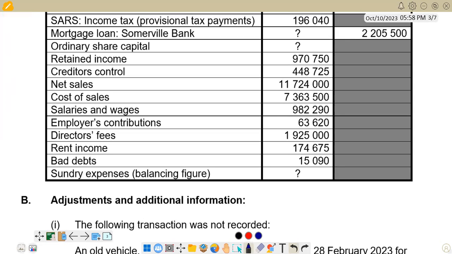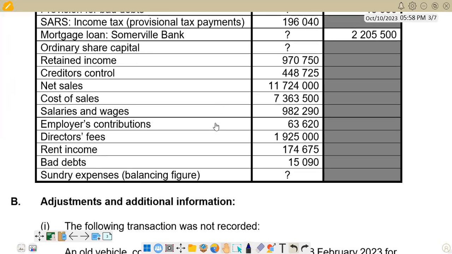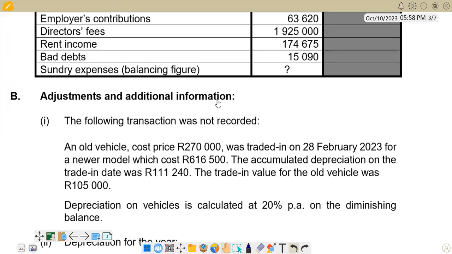This is the information that we have in the question. We want to see what happened on the trade-in of the non-current asset. On part one, we have the information saying the following transaction was not recorded: the vehicle cost price 270,000 was traded in on 28 February 2023 for a newer model which costs 616,500. The accumulated depreciation on the trade-in date was 111,240. The trade-in value for the old vehicle was 105,000.